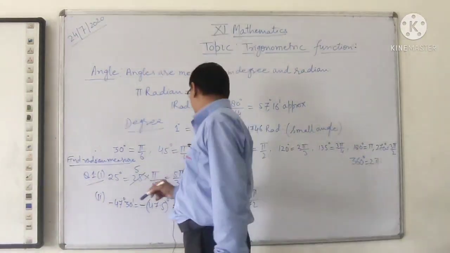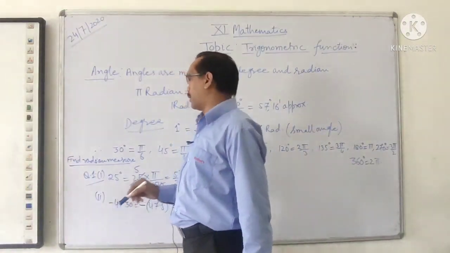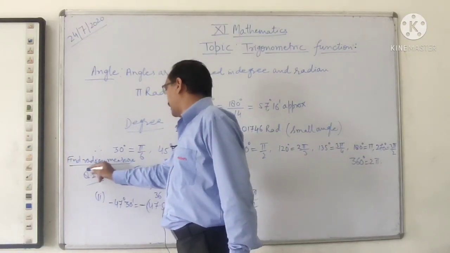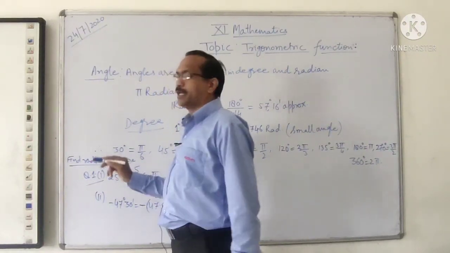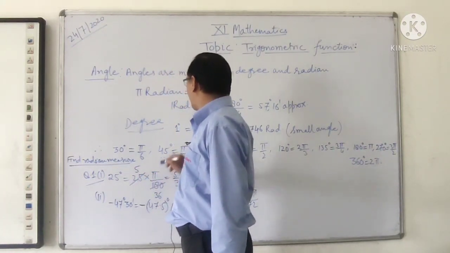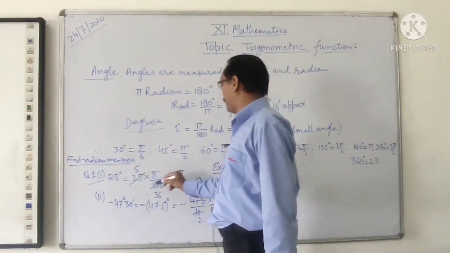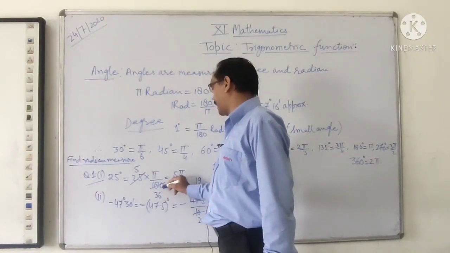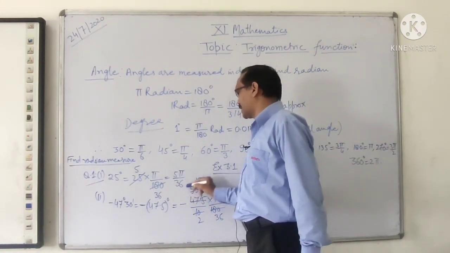Now come to the exercise. It is exercise 3.1, in which we will learn about the radian measure. The question is, convert the degree into radian measure. Question number 1, first part, 25 degree. You have to convert 25 degree into radian. So it is 25 into pi upon 180, because 1 degree equals pi upon 180. Then we will simplify it. 5 5 is 25, 5 3 is 15 and 5 6 is 30. So it is 5 pi upon 36 radian.